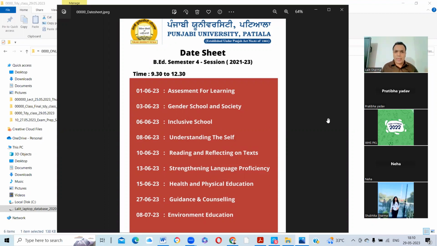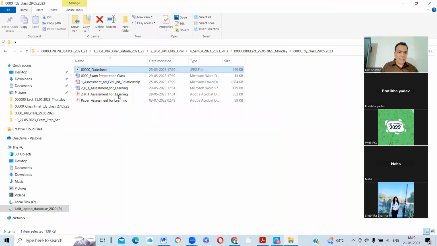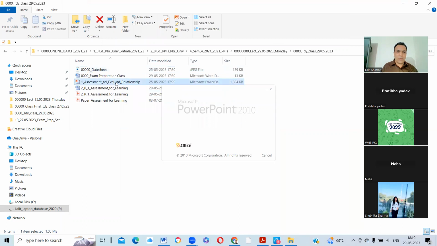Okay. And you know the criteria. You have to fill the sheets. A long answer should be of 7 pages and a short one, 2 pages. Right, guys? So the date sheet, you are already aware. You have downloaded it from the site. Right, guys? So, and one PPT of assessment and evaluation.